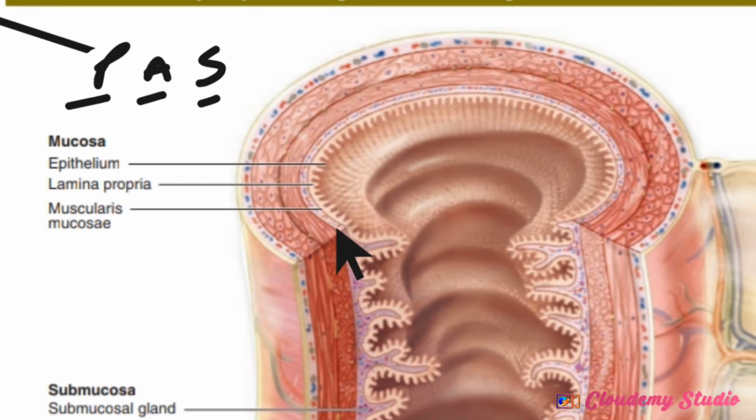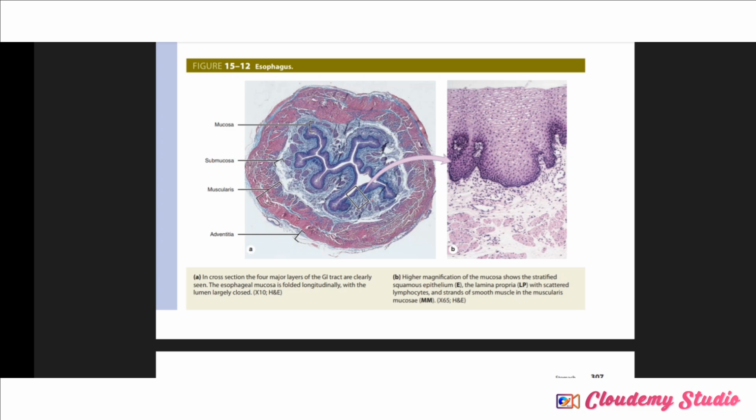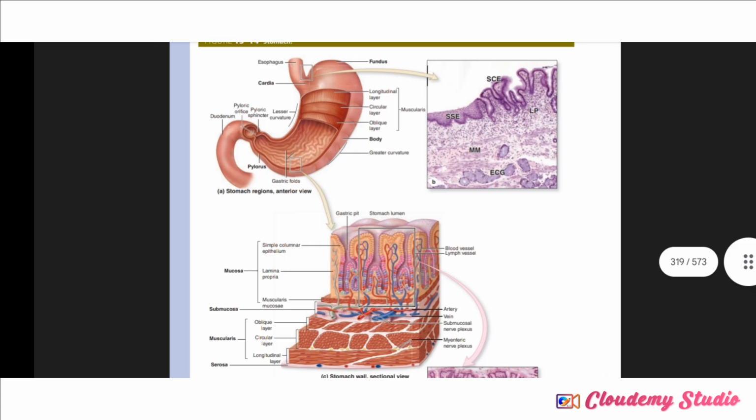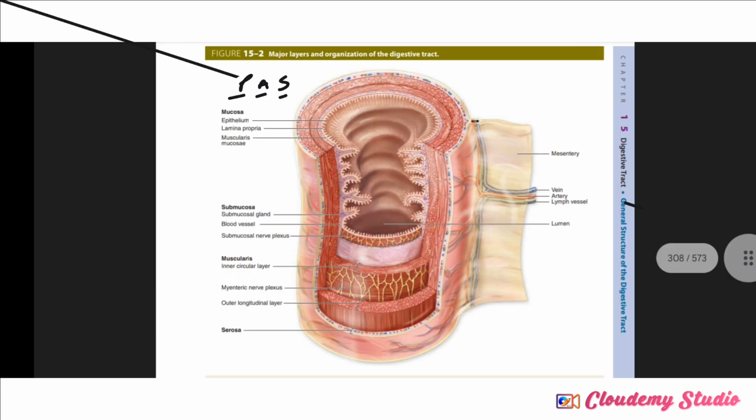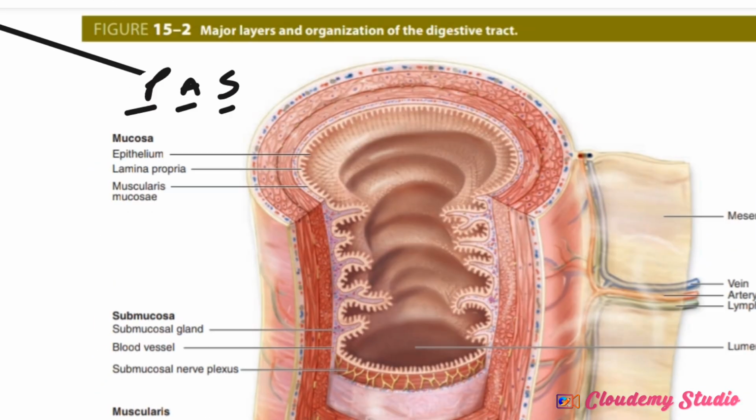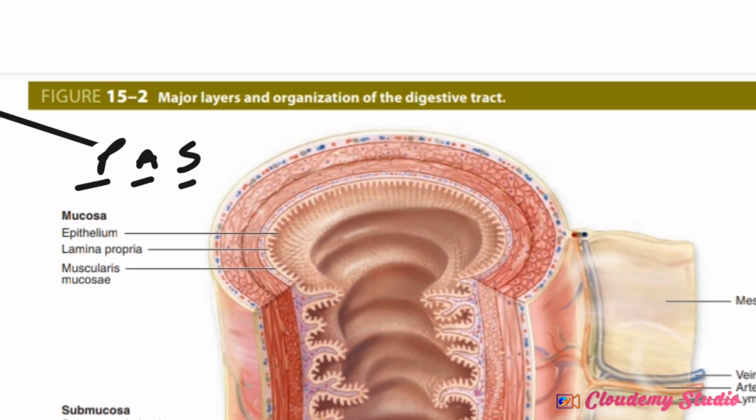You understand? For absorption. I don't know if I have the image here. I don't have the image. So let us just make use of this one. So this is what I've explained of what mucosa looks like. The inner layer consists of the epithelium, the lamina propria, and the muscularis mucosa.